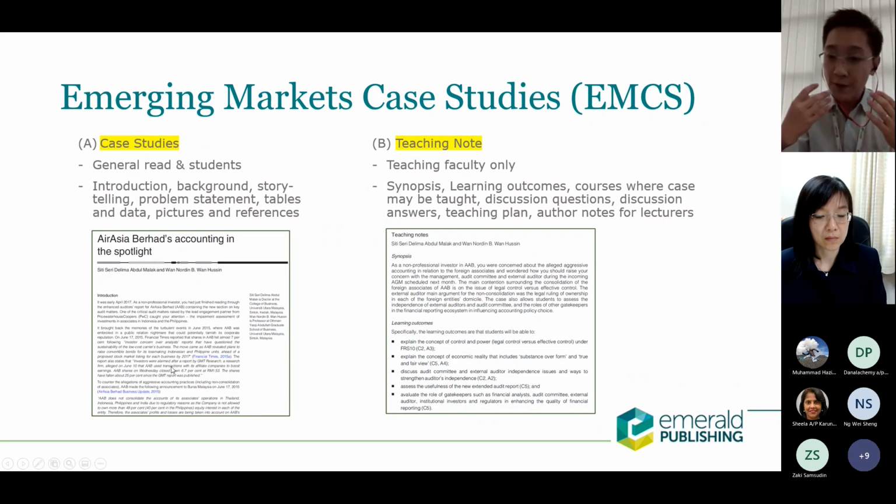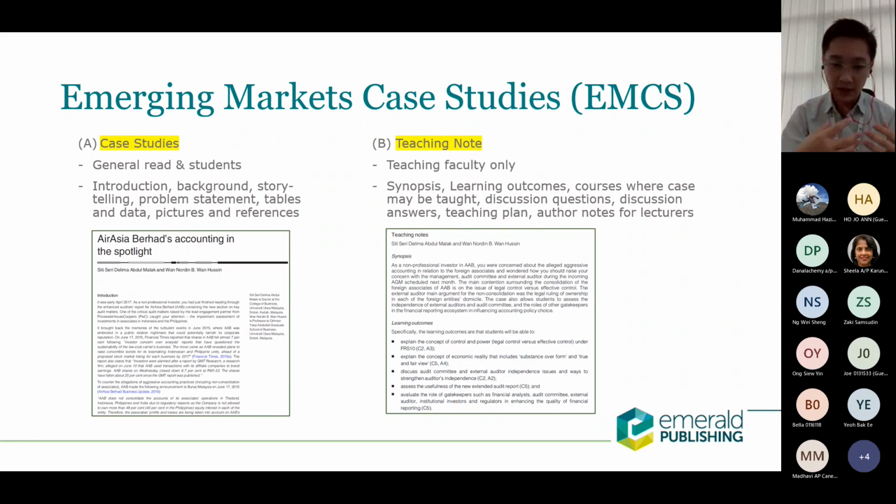So the students will read about AirAsia, about their accounting structures, what issues they find, the accountability, why the auditor is actually curing them, and so on. So students will be learning accounting through the AirAsia story itself. This is for students, for the general read.